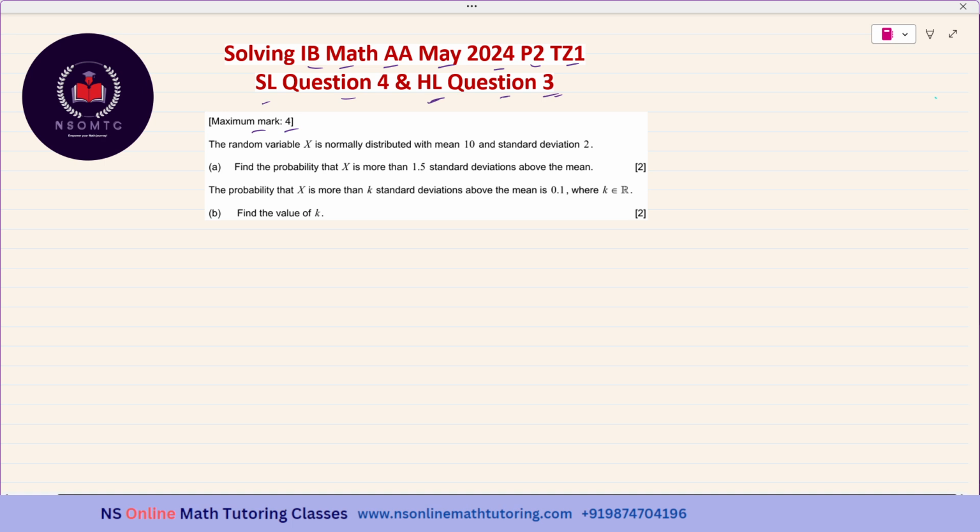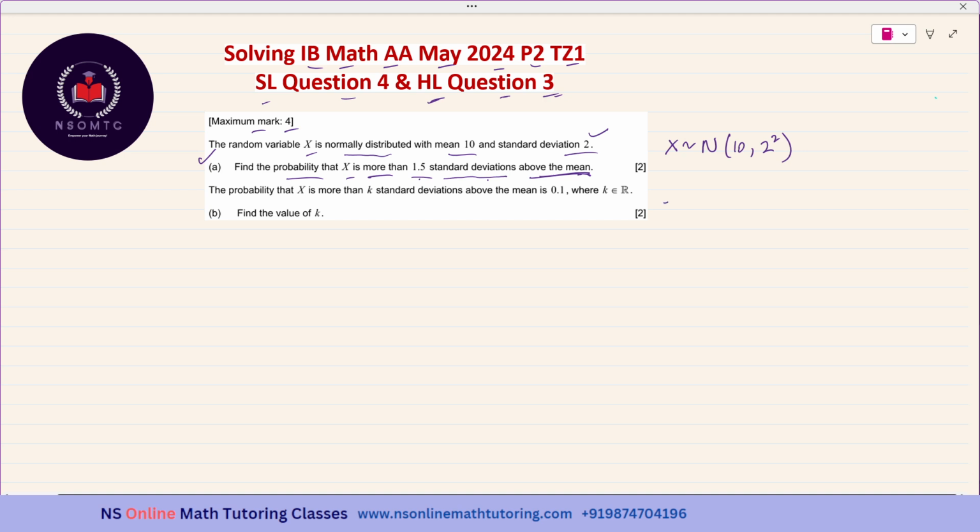The maximum mark is 4. It is saying the random variable X is normally distributed with mean 10 and standard deviation 2. So X is a normal random variable with mean 10 and standard deviation 2, which means the variance is 2 squared. Now the subpart A question is: find the probability that X is more than 1.5 standard deviations above the mean. So what is 1.5 standard deviations? The standard deviation value is 2.